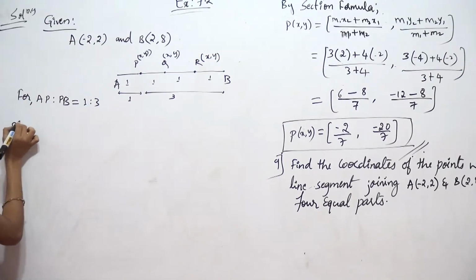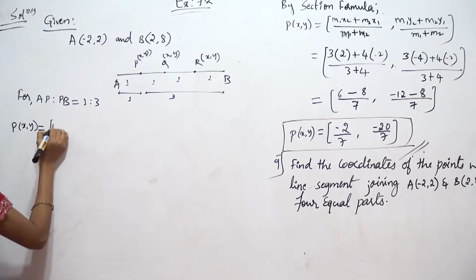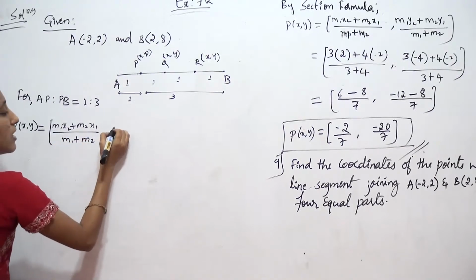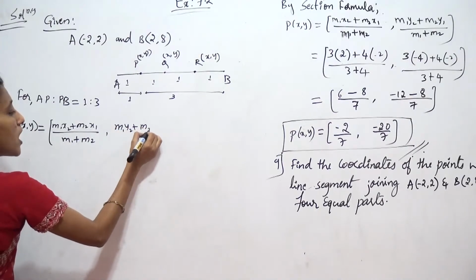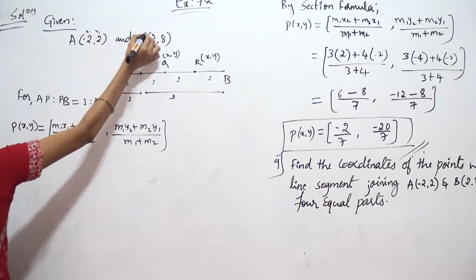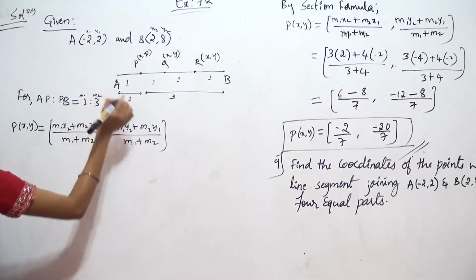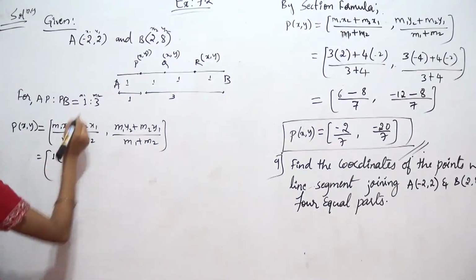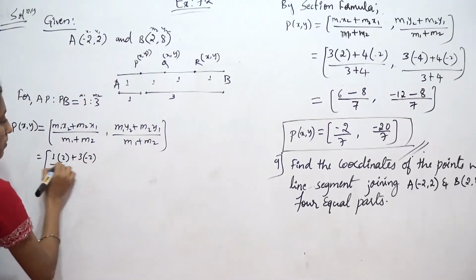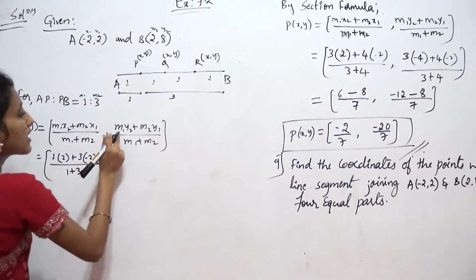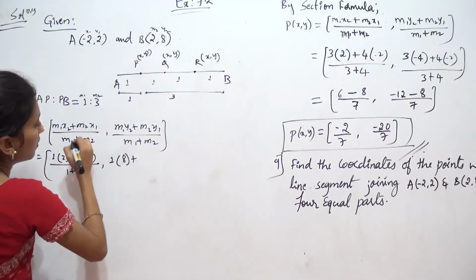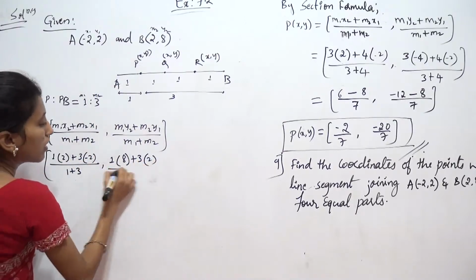Okay. Therefore, P of x comma y is equal to, we'll write the section formula: m1x2 plus m2x1 divided by m1 plus m2. Similarly, y coordinates are m1y2 plus m2y1 divided by m1 plus m2. So let's write down this is x1, y1, x2, y2, and this will be m1 and this will be m2. Substitute the values. m1 is 1, x2 is 2, plus m2 is 3, x1 is minus 2, divided by m1 plus m2. Next, m1 is again 1, y2 we have 8, plus m2 we have 3, y1 is 2, divided by 1 plus 3.